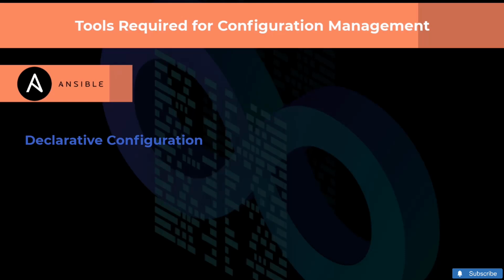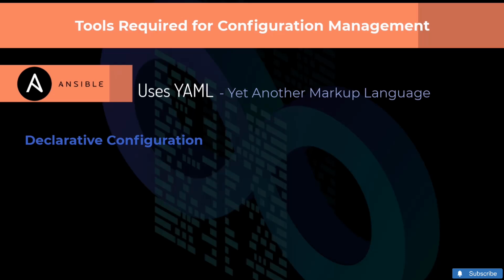But the actual baseline design of an Ansible module, which is what Ansible uses to make changes to the system, is ultimately based on a declarative philosophy. And Ansible uses YAML, which stands for Yet Another Markup Language. Now it uses YAML configuration files in order to specify configurations.